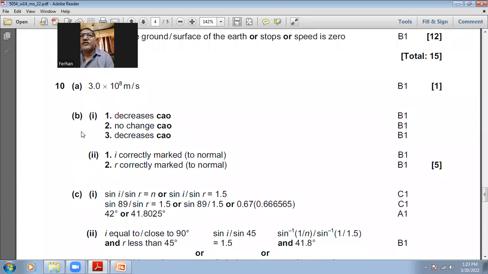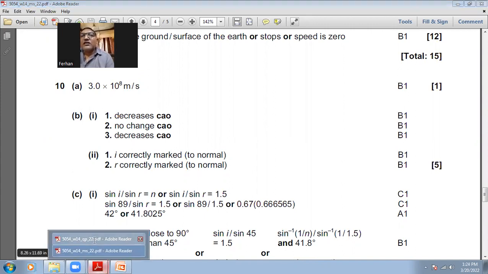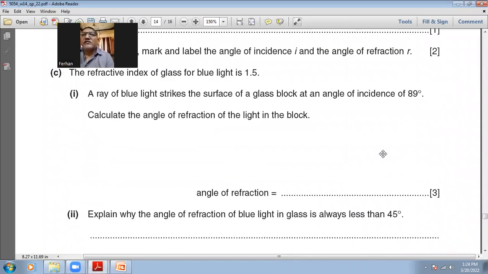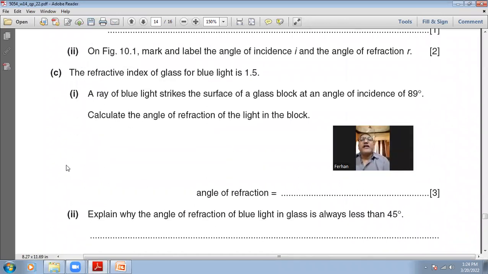Okay. So decrease, no change, decrease, I correctly marked, R correctly marked. So our answers are right. Okay, so the next part. The refractive index of the glass for the blue light is 1.5. A ray of blue light strikes the surface of a glass block at an angle of incidence of 89 degrees. Calculate the angle of refraction of the light in the glass block.